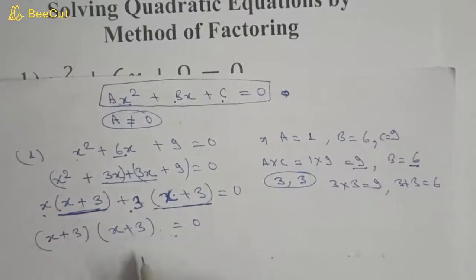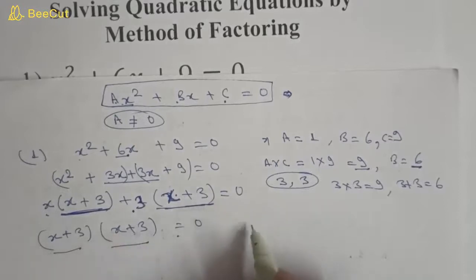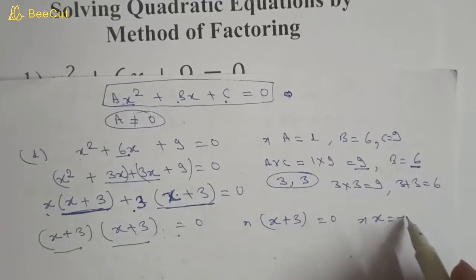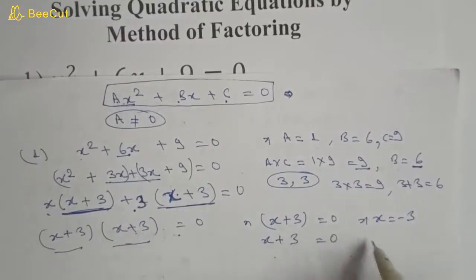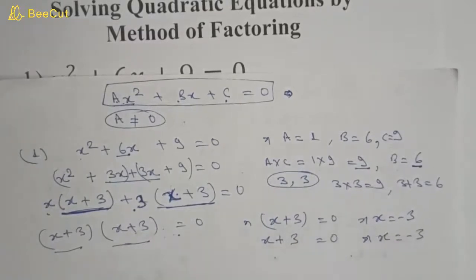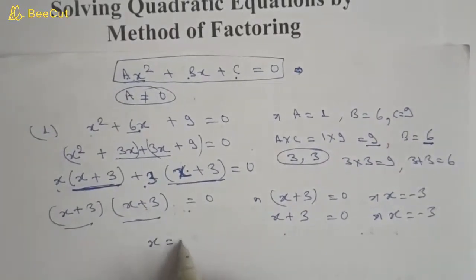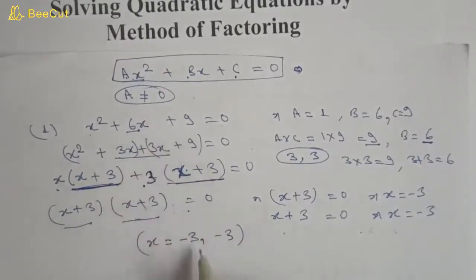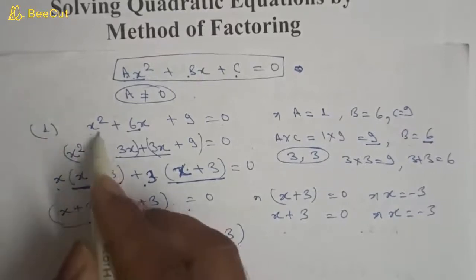If the multiplication of two numbers is 0, then either this is 0 or this is 0 or both are 0. So let's put x + 3 = 0. We get x = -3, and here if we put x + 3 = 0, then again we get x = -3. So we can see that this equation has equal roots. We can say that x = -3 and -3 are the roots, the solutions of this equation. If you want to check that it is correct or not, then we have to put x = -3 in this equation.